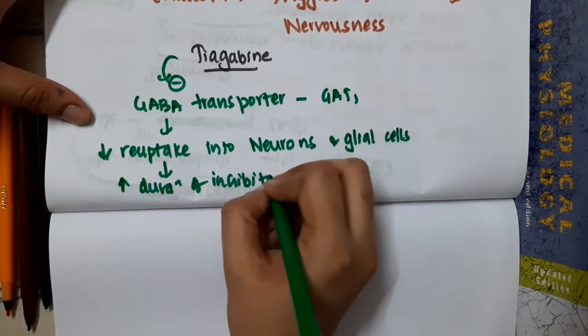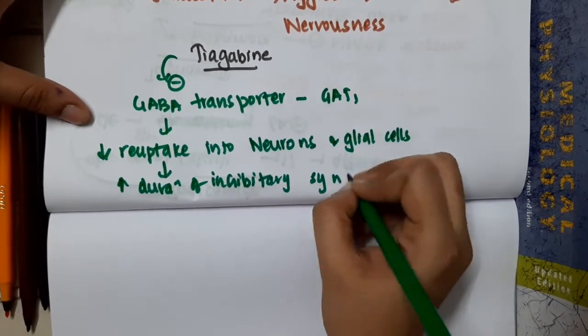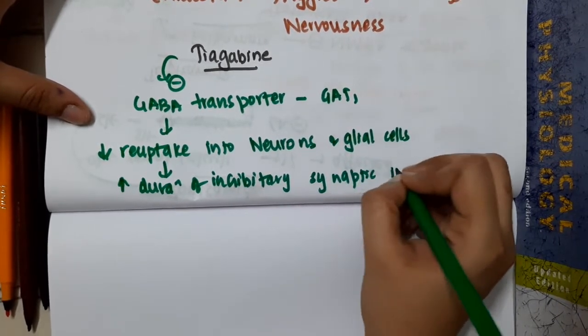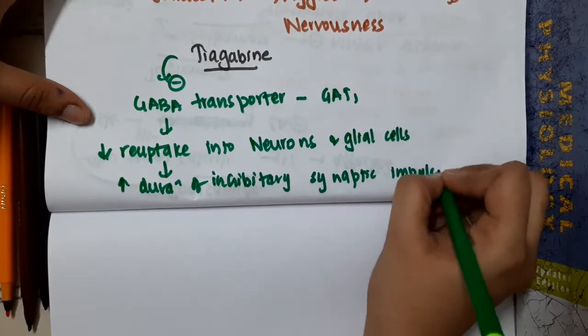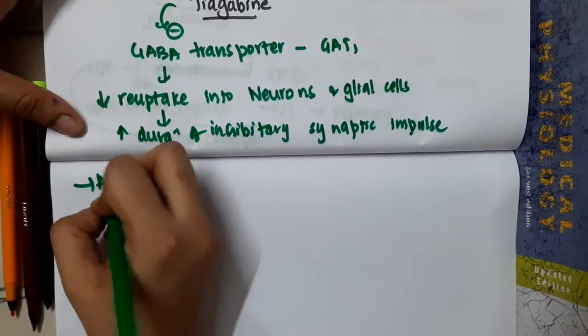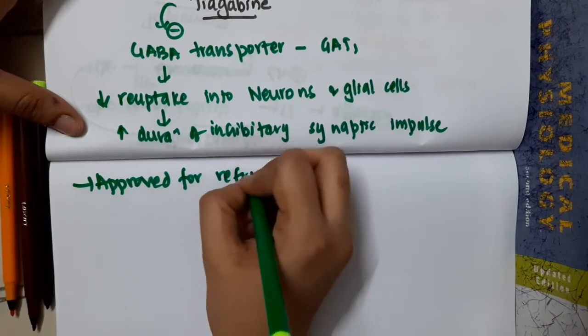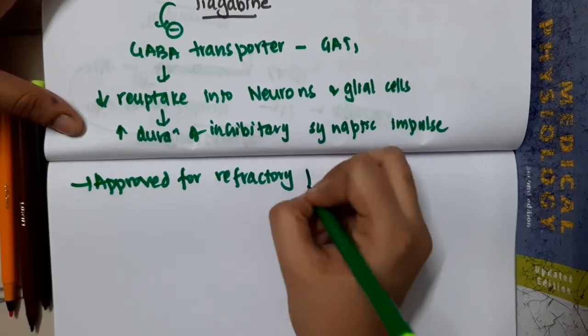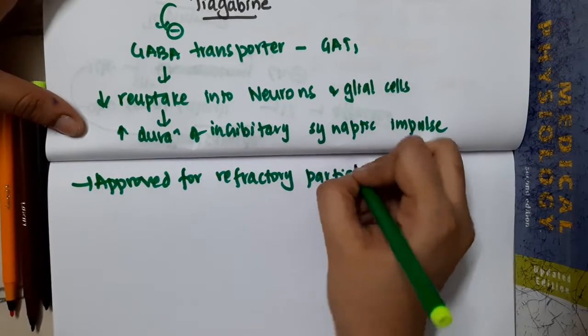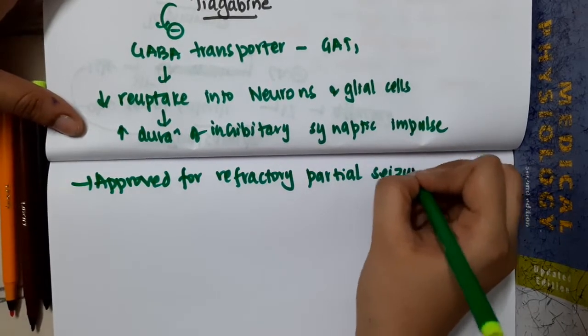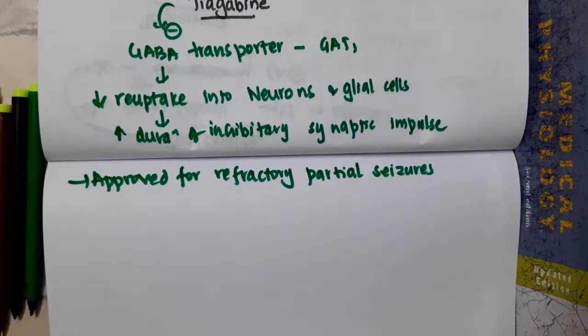inhibitory synaptic impulses. It will increase the duration of inhibitory synaptic impulses, and it is also approved for refractory partial seizures. So this is about tiagabine.